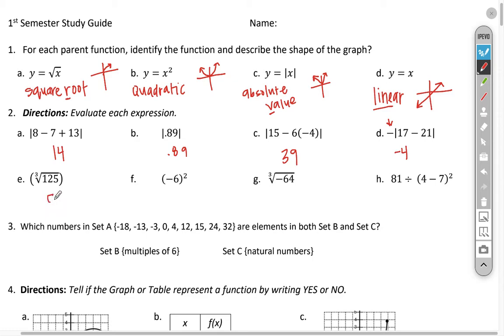E, we're going to have 5. For F, we've got -6 times -6, which is going to give us positive 36. For G, we're going to get -4. And for H, we're going to get 9. So I know I didn't go into super amount of depth on these, but these are literally just expressions that you should type into your calculator.